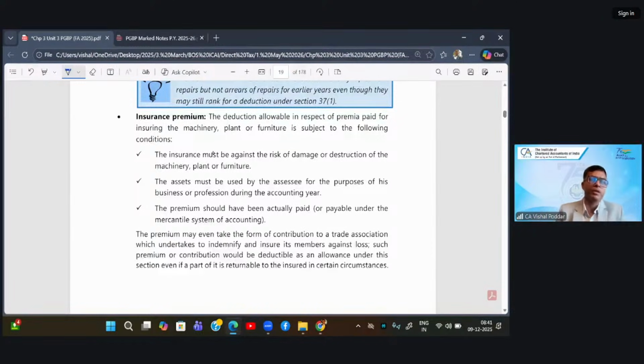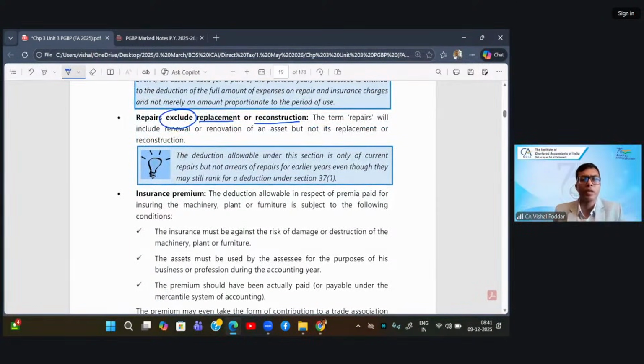Now in repairs, there is a very interesting point in both 30 and 31. There is something called as current repairs and there is something called as accumulated repairs. What is current repairs? What is accumulated repairs? So accumulated repairs and current repairs is, let us say this year a crack developed in your building, in your wall, in your tiles, and you immediately did some fixing up. You filled in some cement or you applied some lotion and you filled in the gap. This is current repairs.